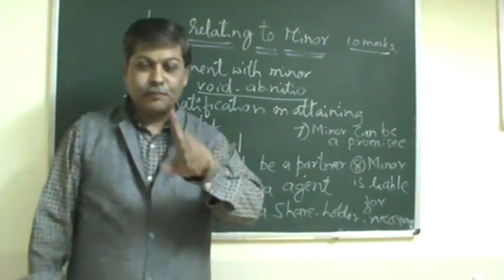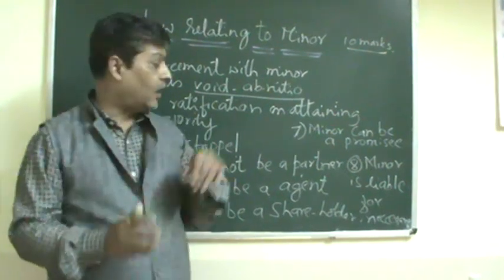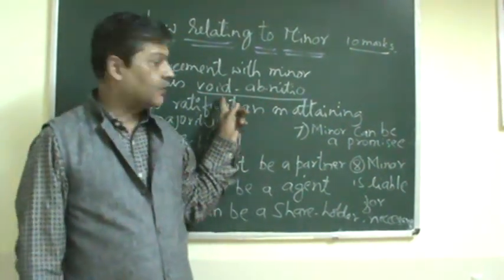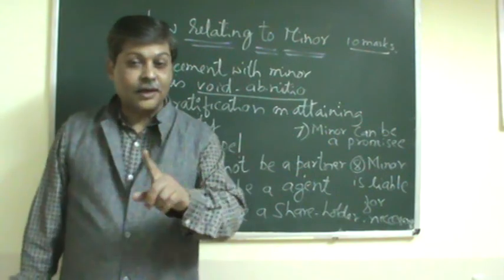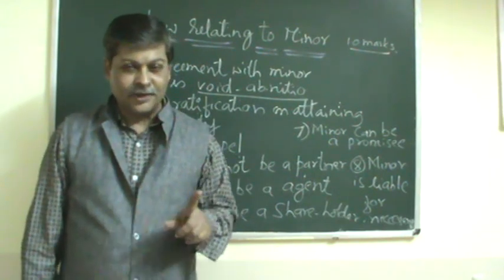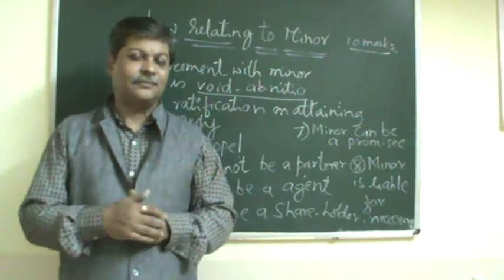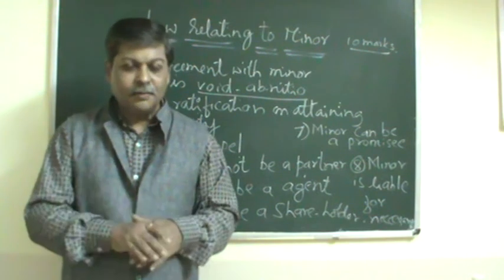A minor can be a promisee. Now this is vice versa. I have just explained in the first aspect what we have seen: a minor cannot be a promisor in an agreement. He can be a promisee.